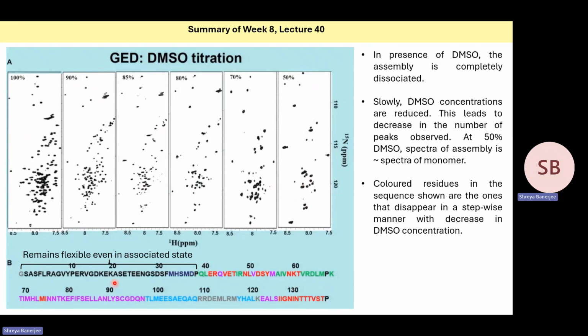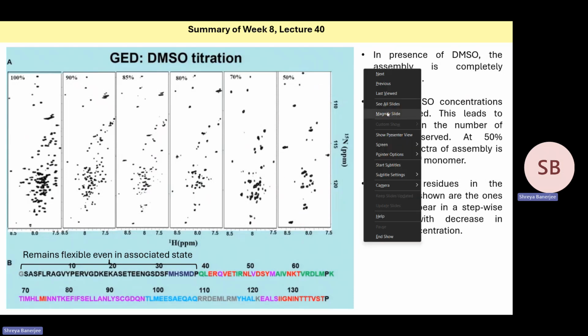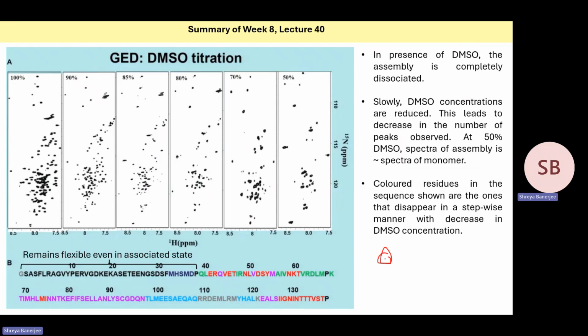So here basically what they have shown is that the residues shown in black here are the ones that are observed even when the aggregate is formed. So these are the residues that remain flexible even in the associated state. So only the peaks of these residues will be observed in the 50% DMSO aggregate condition. Because suppose there is an aggregate formed and there is a tail hanging out of the aggregate that is flexible. This tail is the one that is formed by these residues.